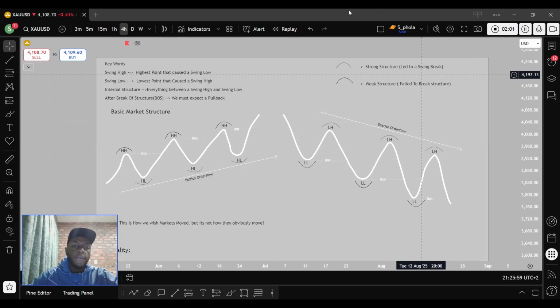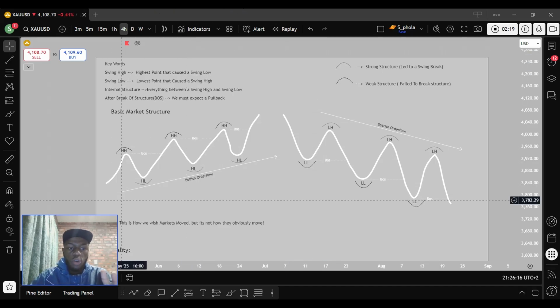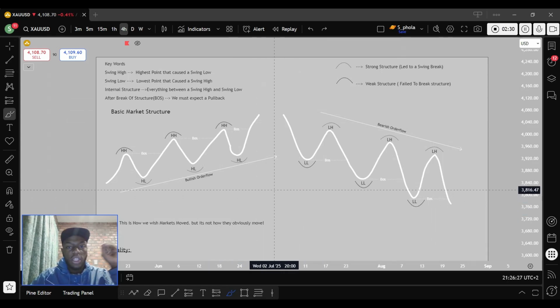So what is market structure? Market structure is basically the movement of the market at that current point in time, or over the overall spectrum of time. We have three types of market structures: an uptrend, a downtrend, and one that I didn't write about here, which is the sideways market.